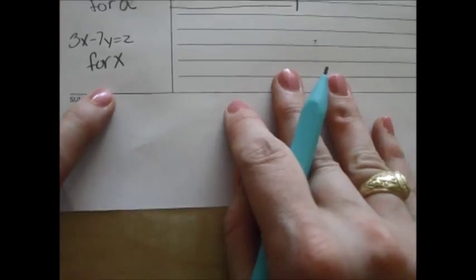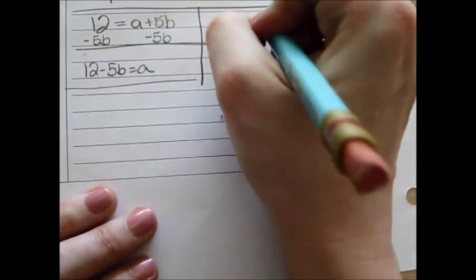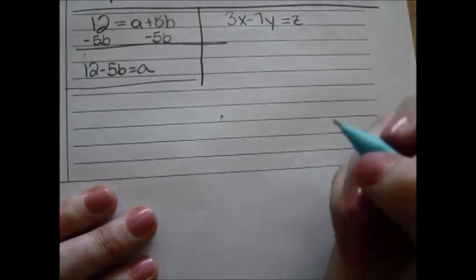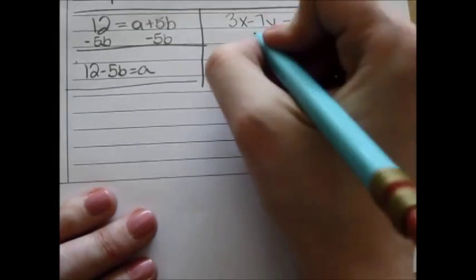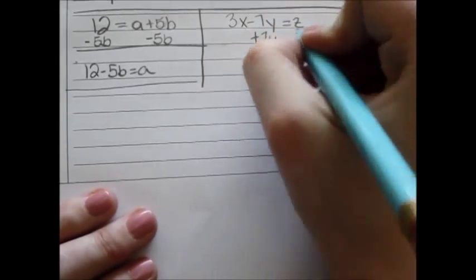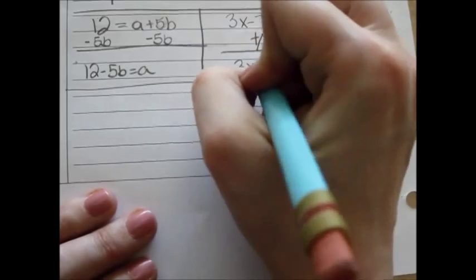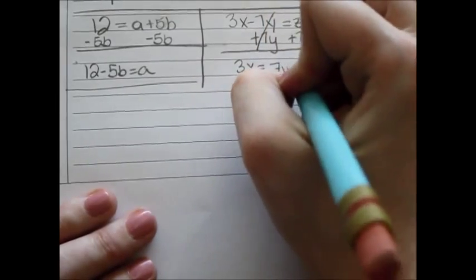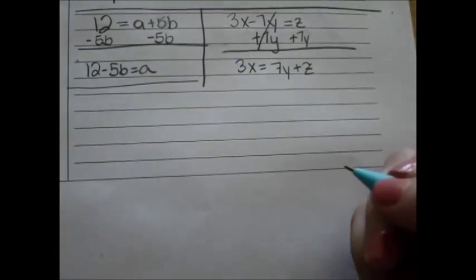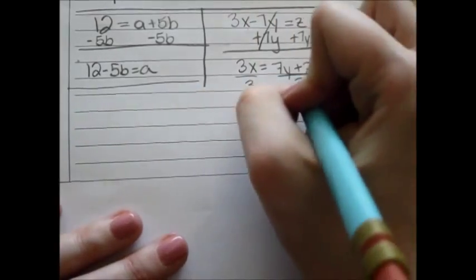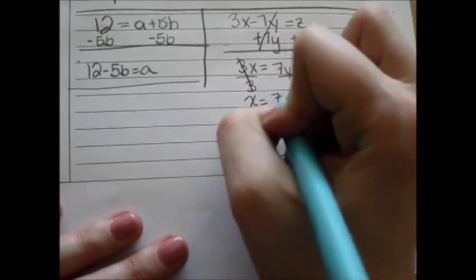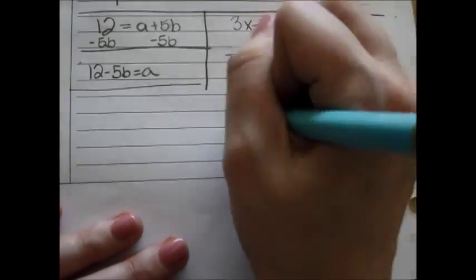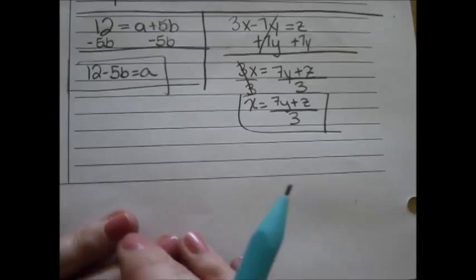So now I have 3x minus 7y equals z, and I want to solve for x. So first thing I'm going to do is add 7y to both sides, which gives me 3x equals z plus 7y, or 7y plus z. It doesn't matter which order you put it in. Now I'm going to divide by 3, and remember I'm going to divide everything on the right side of the equal sign by 3. So 7y plus z, all of that divided by 3.